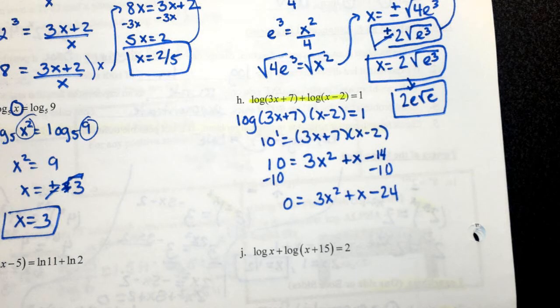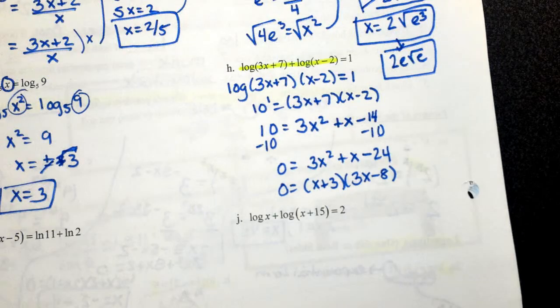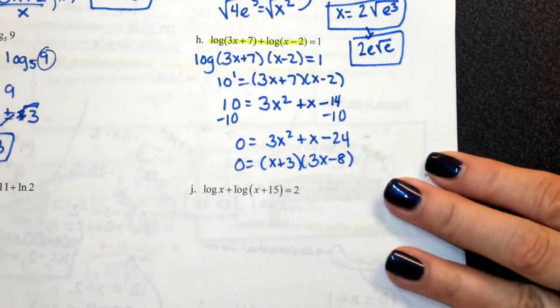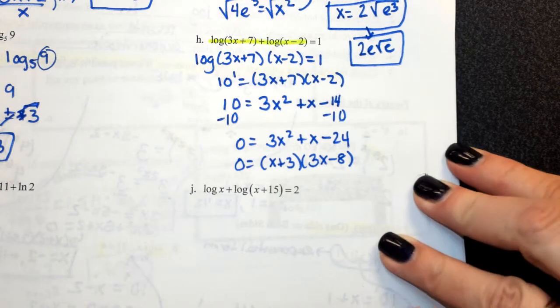So any questions on how I got it down to this point? Now what are you guys going to do on the right-hand side? We're going to have to factor it. So you guys go ahead and factor that for me. So hopefully we got it factored down into x plus 3 times 3x minus 8.